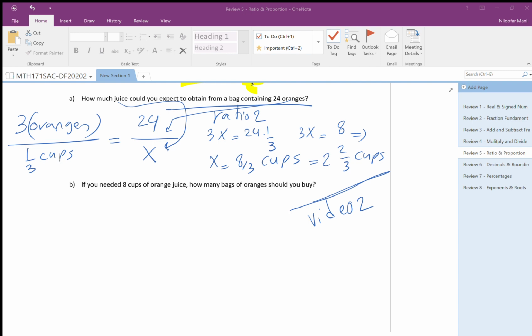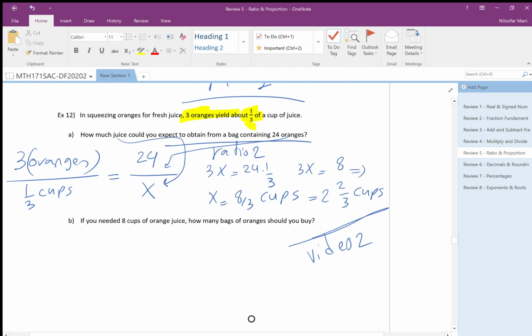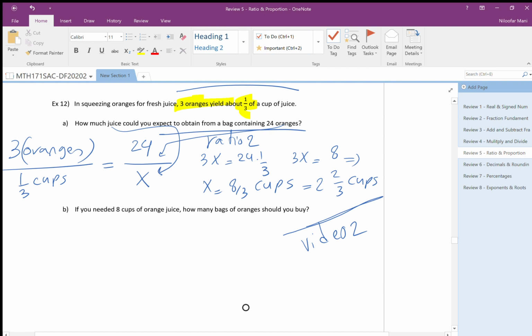This is video 3. So we had this question. I know 3 oranges gives me 1/3 cup of juice, and now I want to know if I need 8 cups of juice, how many bags do I need? I said bags, I didn't say how many oranges. So I need to know the relationship between bags and the number of oranges.